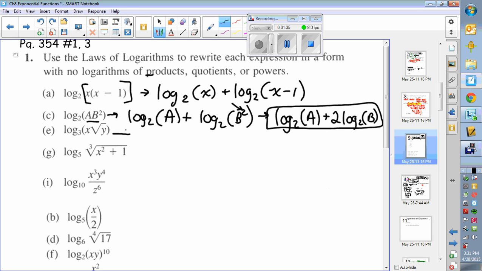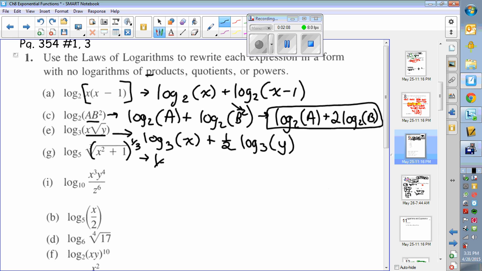Okay, so looking at this, if we try it all in one step, I see a product and I see a y to the 1/2 power. So you'll have log to base 3 of x plus, this square root means the 1/2 power, so the power comes out as a 1/2 log to base 3 of y. Looking at G, this whole thing, x squared plus 1, would be to the 1/3 power. So I would then take that 1/3 and write it as 1/3 log to base 5 of x squared plus 1.